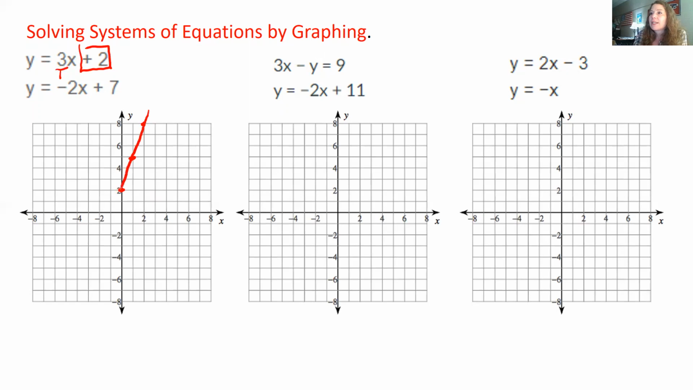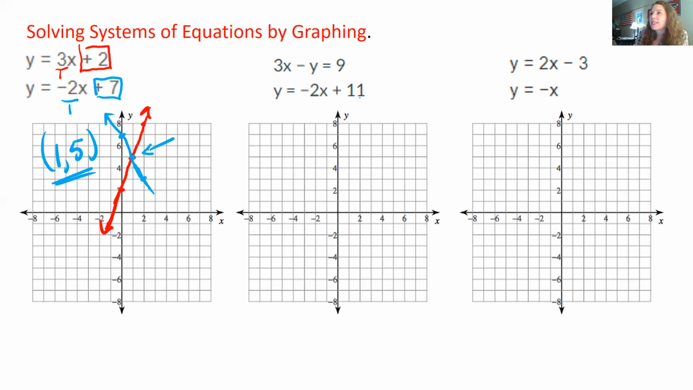Oh my goodness, I'm so bad at straight lines, you guys. All right, so that's our first line. Now, you guys are doing this with me, I hope. Now we're going to start at positive 7, and our rise is negative 2, run 1. So we're going to go down 2, right 1, and we see that they both go straight through this point right here. So what is the solution? Start at the origin, go right 1, up 5, and that's our answer.